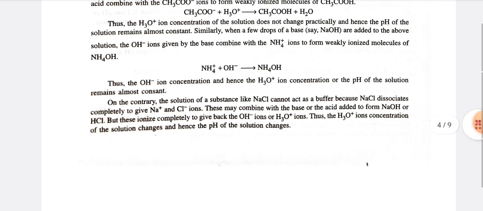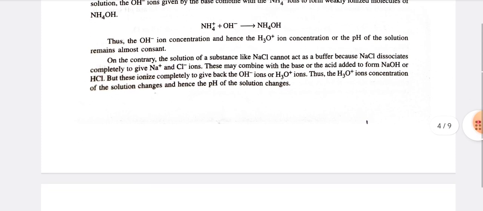constant. On the contrary, a solution of a substance like NaCl cannot act as a buffer because NaCl dissociates completely to give Na positive and Cl negative ions. These may combine with the base or the acid added to form NaOH or HCl, but these ionize completely to give back the OH negative ions or H3O positive ions. Thus, the H3O positive ion concentration of the solution changes and the pH of the solution changes.